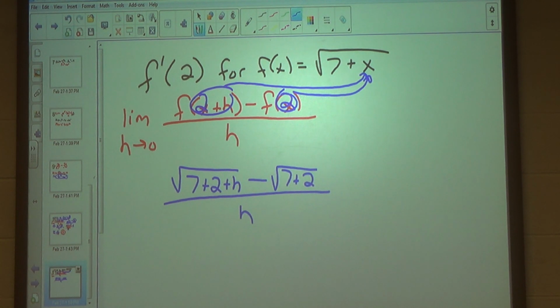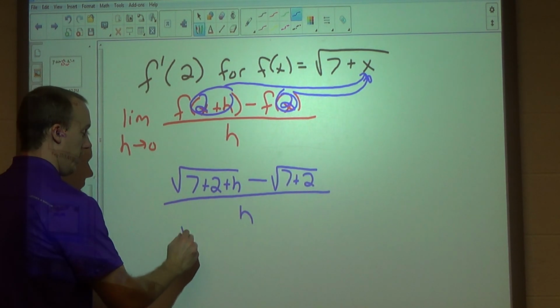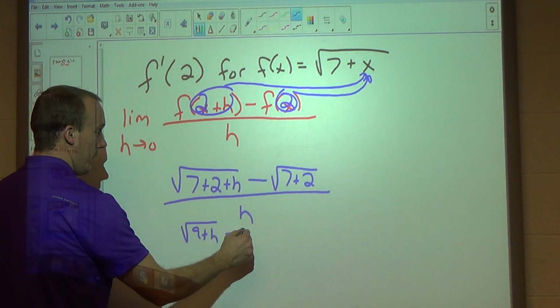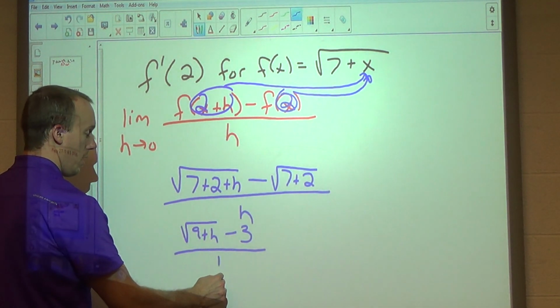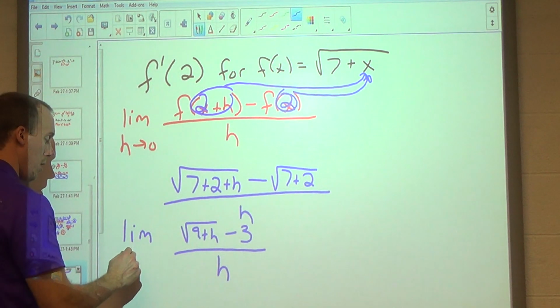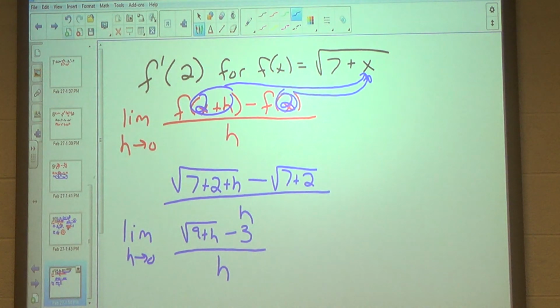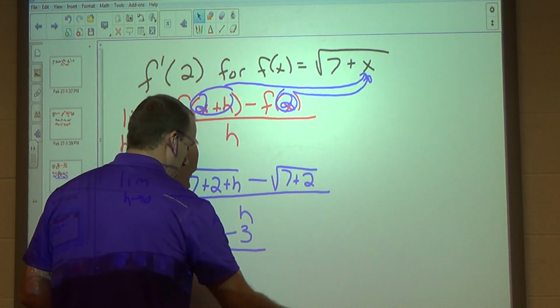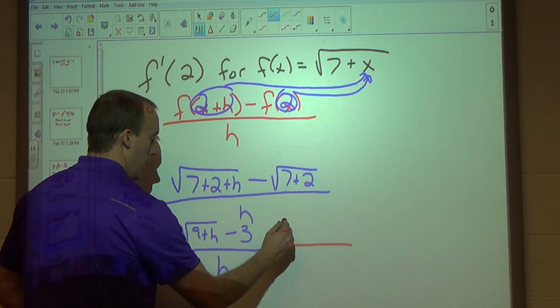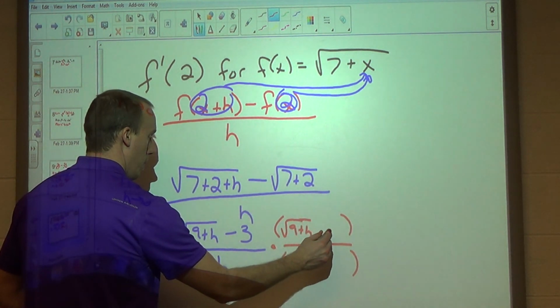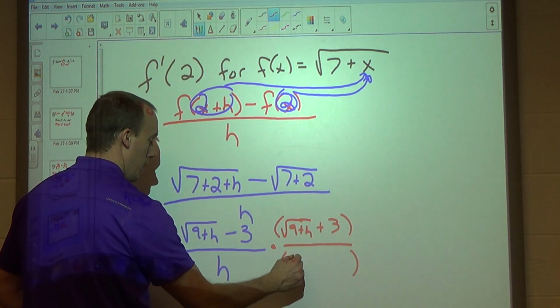So I plug my 2 plus h in the first one, and just a 2 for the second, which would give me the square root of 9 plus h minus the square root of 9. What's the square root of 9 turn into? 3, all over h. And its limit as h goes to 0. Can I plug in a 0 to the denominator right now? No, so you have to do the conjugate. The conjugate's correct. So this is where I do my conjugate. It should be a plus 3 then, right?